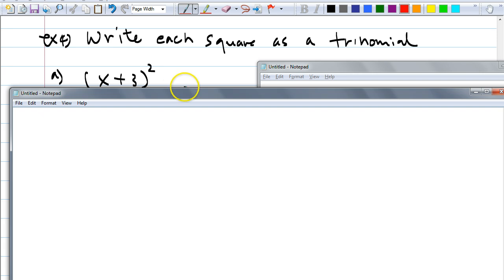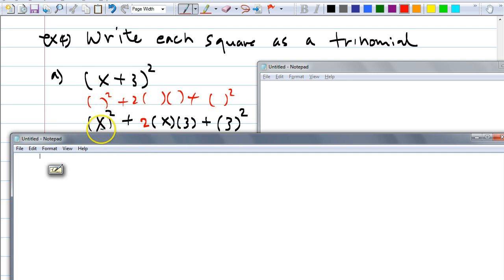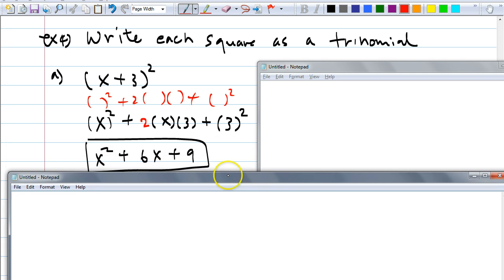It's going to be something squared plus 2 times something times something plus something squared. What is your a in this case? X. What is your b in this case? 3. So couldn't we just plug in a and b? My a is x, so it becomes x squared plus 2 times x times 3 plus 3 squared. Isn't that a lot easier than actually writing them out and multiplying? So what's the answer, guys? X squared plus 6x plus 9. Easy. You see how that shortcut is really nice? Otherwise, you have to multiply the whole thing out.